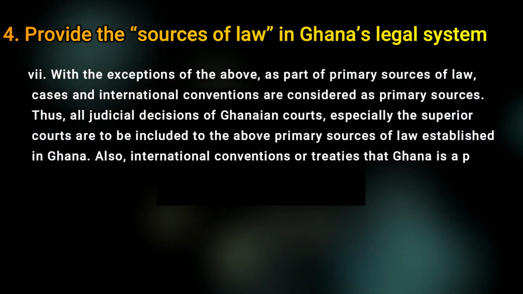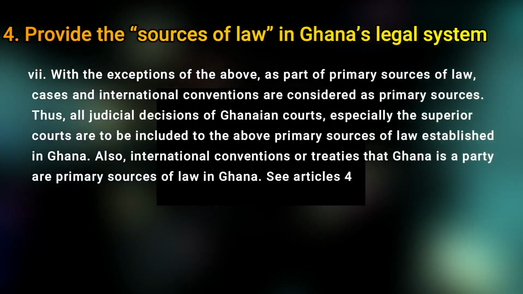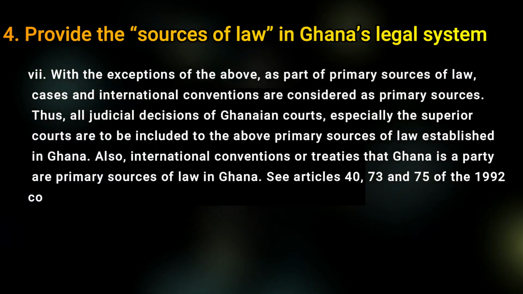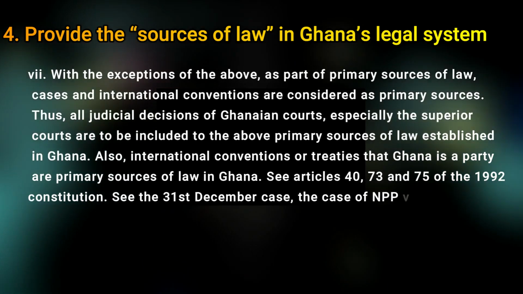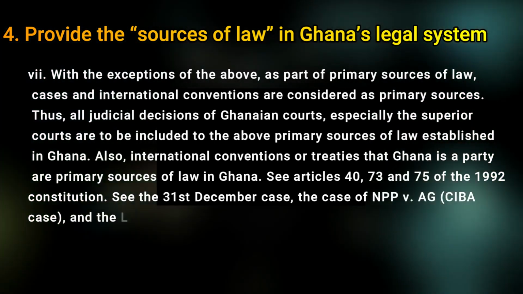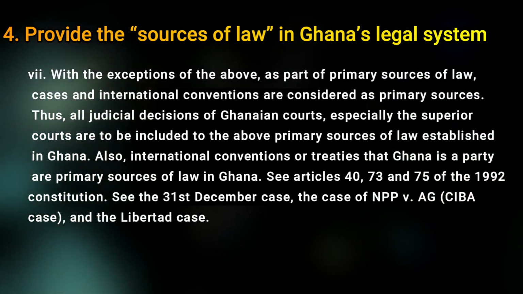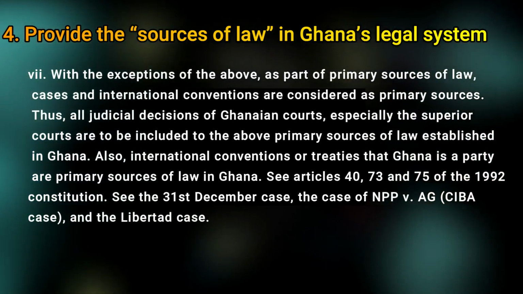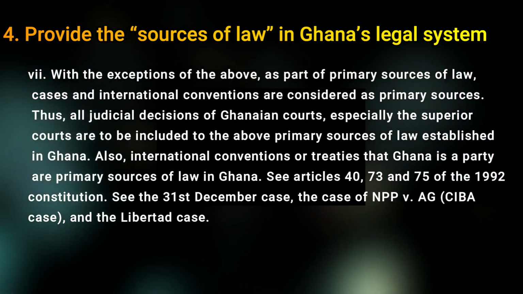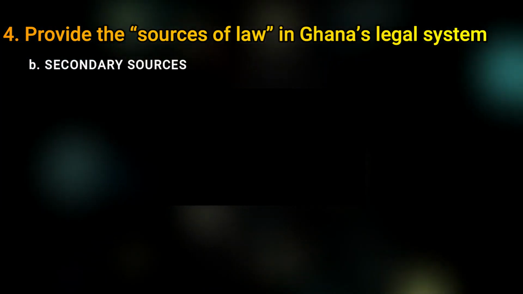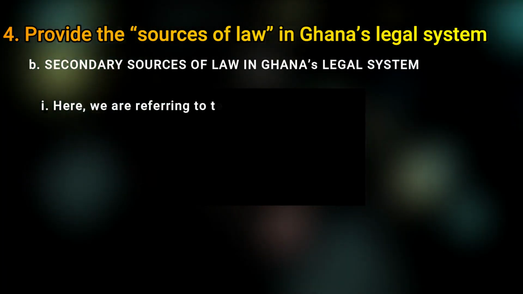Also, international conventions or treaties that Ghana is a party to are primary sources of law in Ghana. See Articles 40, 73 and 75 of the 1992 Constitution. Also see the 31st December case, the case of NPP versus Attorney General, that is the SIBA case, and the Libertad case. Now we are going to take a look at the secondary sources of law in Ghana's legal system.